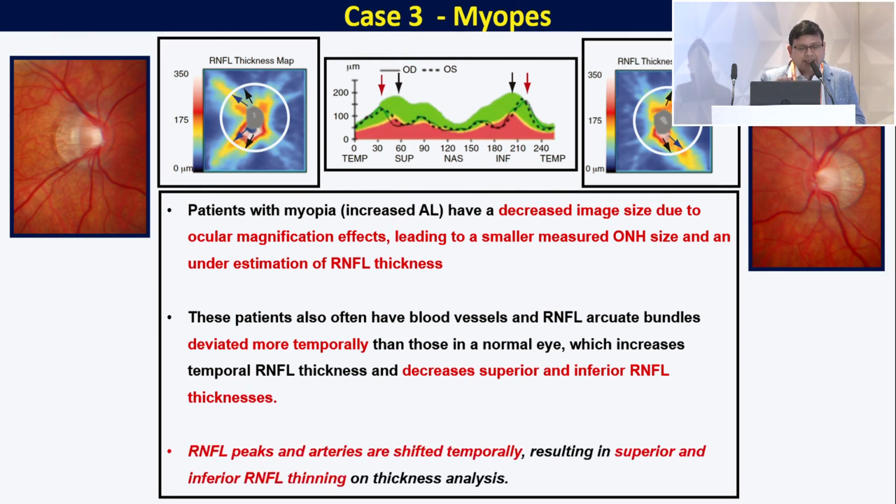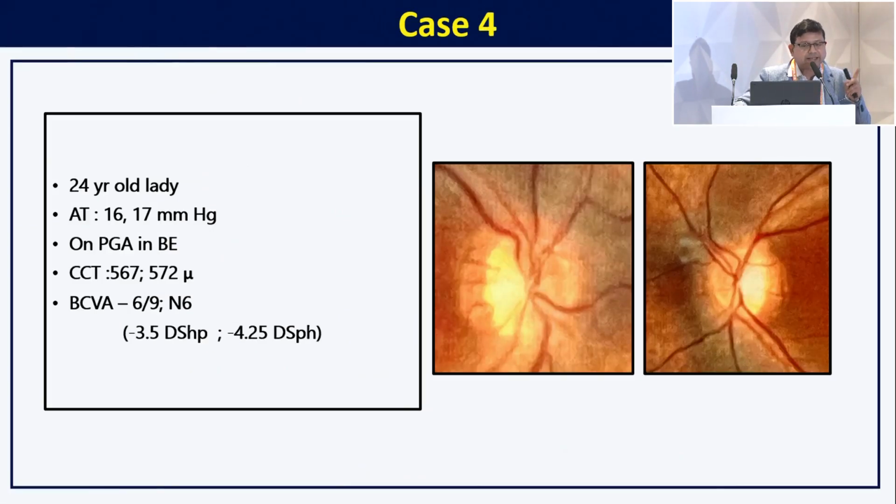And if you look very carefully at the peaks, the RNFL peaks, the double hump pattern, they are again shifted. So you have to be very, very careful. This is where the peak should be. This is where it actually is. So be very careful when examining these cases.